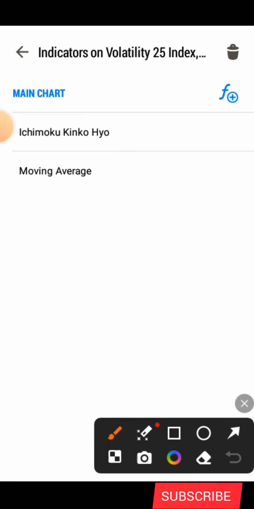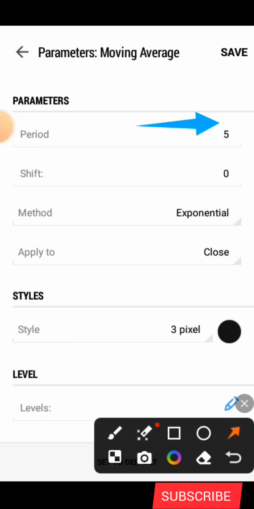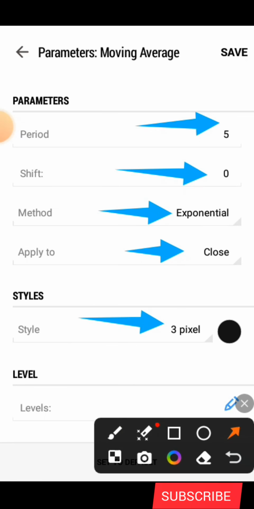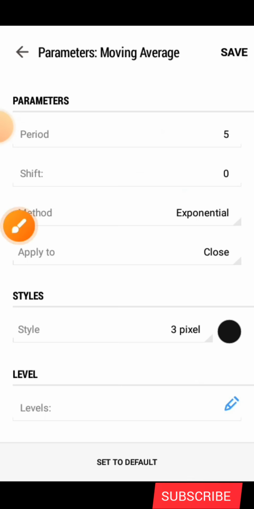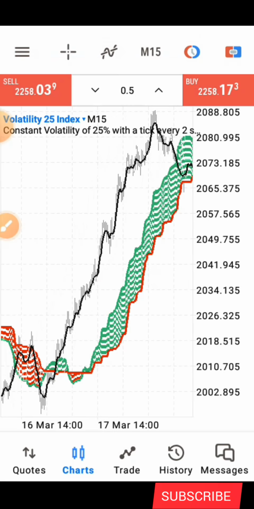Now the next indicator here is the moving average. You also click on this icon again. You can see here the period is 5, the shift is 0, the method is exponential, and applied to is close. Under the style we have 3 pixels, and the color is black. You click on save when you are done, and that is all for the indicator setup.